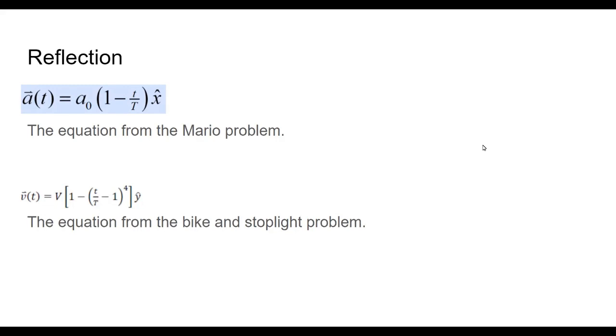For the second problem, the bike and stoplight problem from homework 2, which is the second equation on there, it also has some similarities with the time over time period and acceleration or velocity in the y direction. But that's also one of the big differences: the starting equation is velocity, and it's also only dealing with acceleration in one direction instead of both.